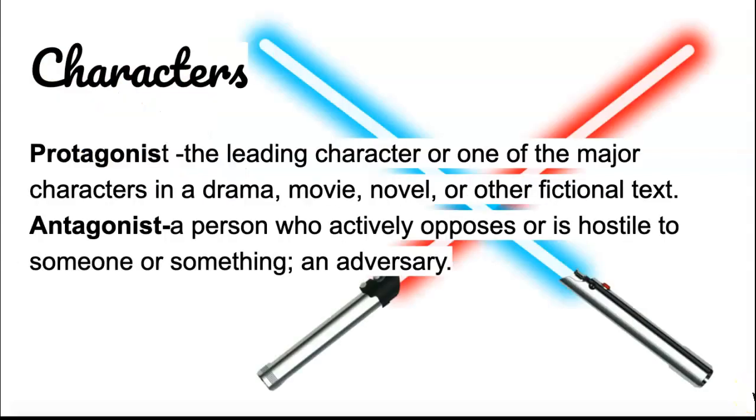Characters. So when we're examining characters, there are two types of characters that we first think of. One would be the protagonist. That's our main character. It's the leading character or one of the major characters in a drama, a movie, a novel, or other fictional text like a short story. And then the second character would be the antagonist, a person who actively opposes or is hostile to someone or something. The antagonist is an adversary.